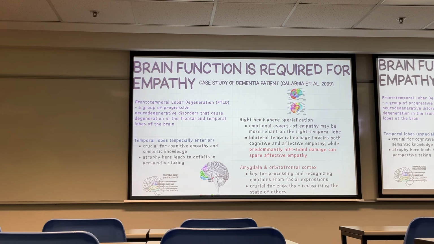The brain regions mentioned include the temporal lobes, particularly the anterior temporal lobes, which are crucial for cognitive empathy and semantic knowledge. Atrophy here would lead to deficits in perspective taking. And the amygdala and orbitofrontal cortex, which are key for processing and recognizing emotions from facial expressions, which is essential for empathy to recognize the state of others.